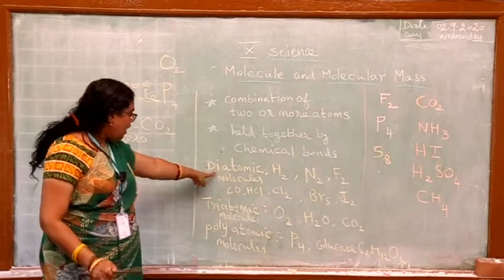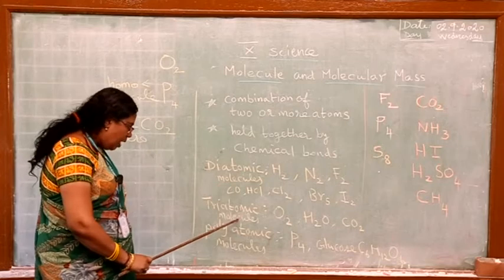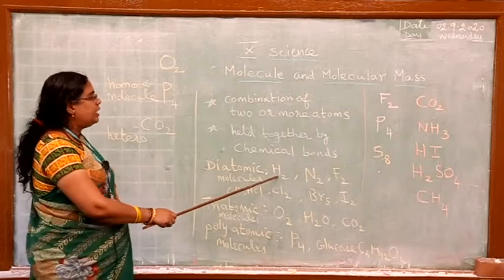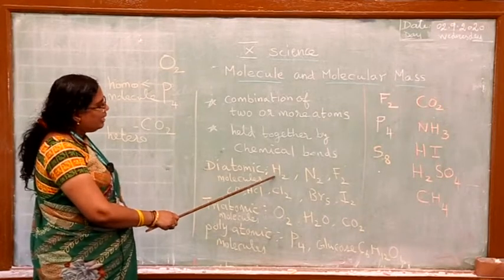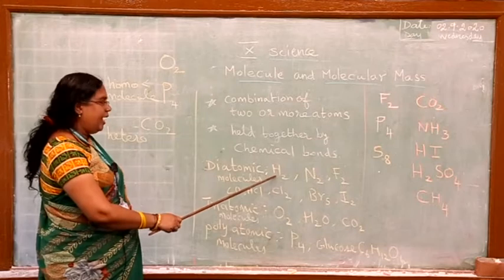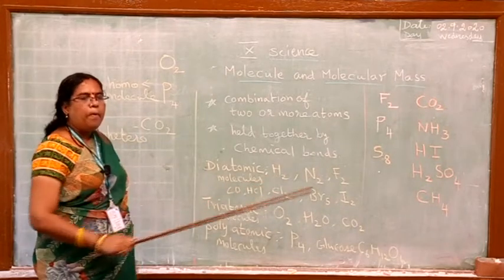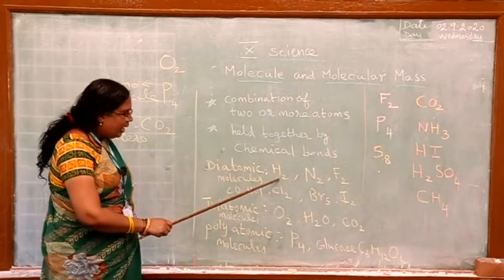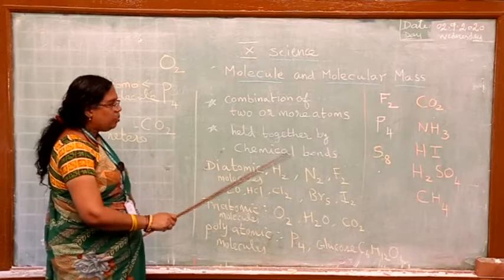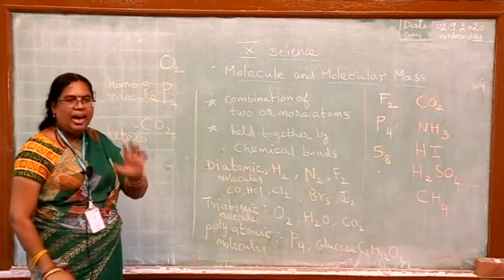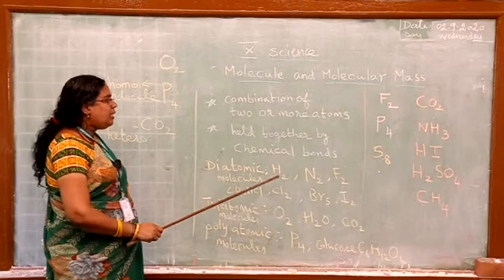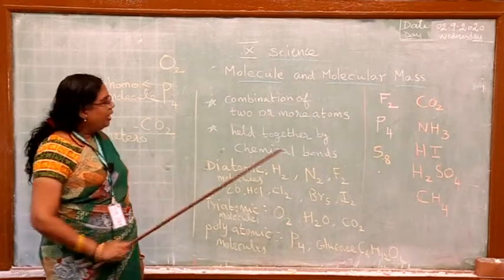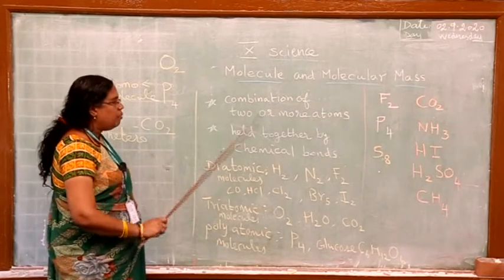In hetero molecules and homo molecules, we can classify further into diatomic molecules, triatomic molecules and polyatomic molecules. Take H2. What is the H? H is the symbol for hydrogen. H2 is a molecule and it is a homoatomic molecule because it contains only hydrogen atoms. As it contains 2 hydrogen atoms, we can say it is a diatomic molecule.